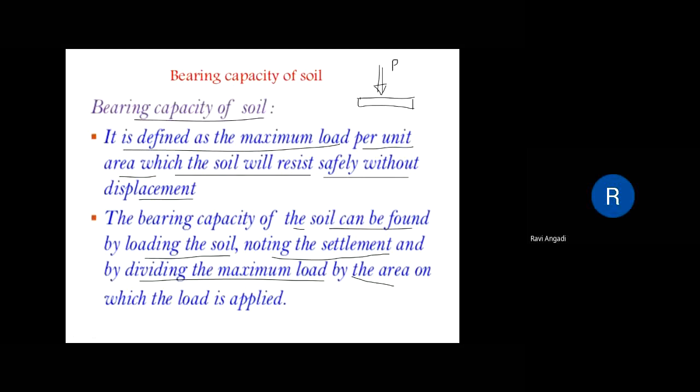Suppose this is the load acting, P. If this is the area A, then the bearing capacity will be what? P by A, load by area. This is the bearing capacity of the soil.